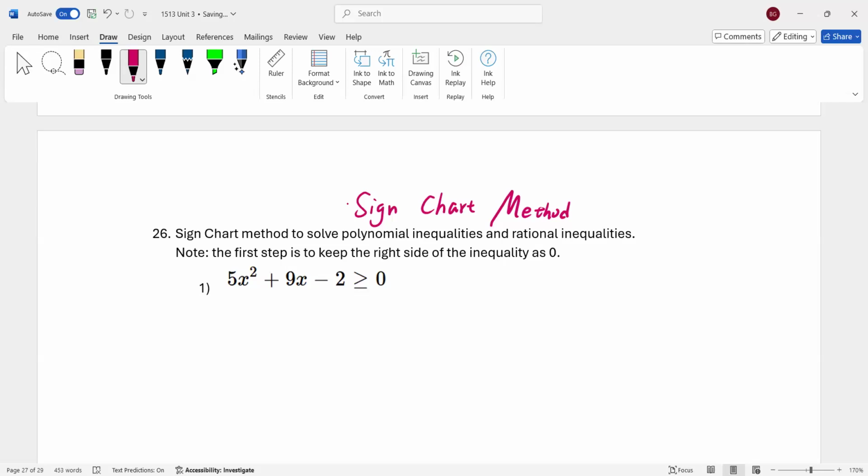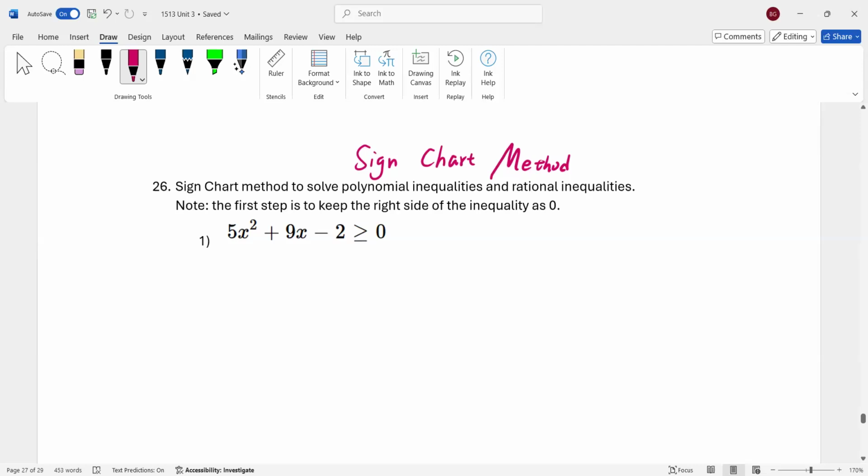Very important. Not only important in solving polynomial inequalities and rational inequalities, it's also important when you go to calculus to analyze the behavior of a function, like concave up, concave down, increase, decrease. So the sign chart method is very useful. Let's look at the first problem.